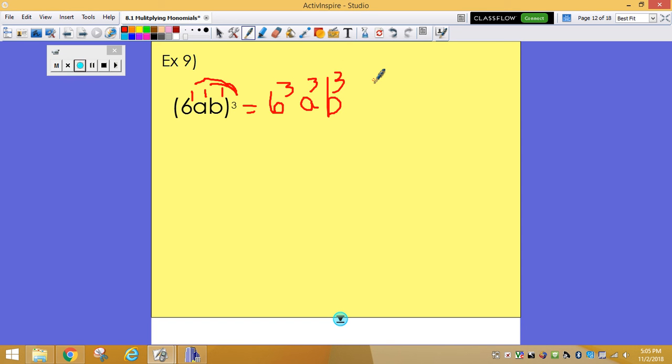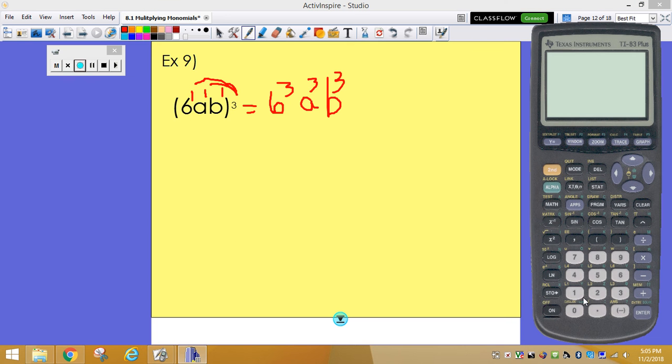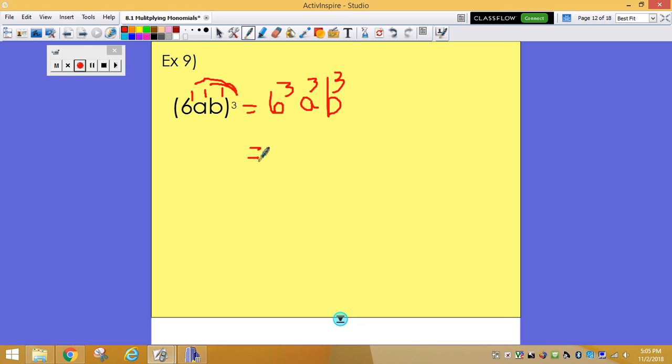Now, your EOC might leave your answer like this, or they might reduce 6 to the third. Let me show you what I mean. If you got your calculator and did 6, this button right here underneath clear, that gives you an exponent. So 6 raised to the third is 216. So they might write their answer as 216 a to the third, b to the third. Both answers are fine, okay? And on the worksheet, I'll accept either one. Well, actually, it's multiple choice, so pick the right one.